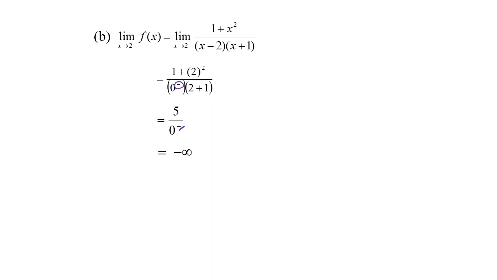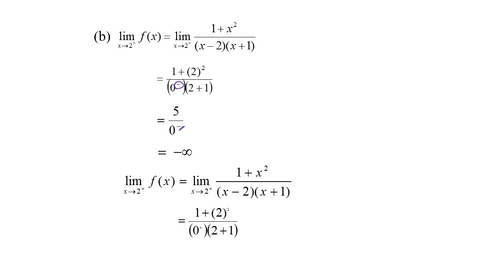And for the limit of f(x) as x approaches 2 from the right side, the same as above, just that we have 0 positive here. Okay, so it will be 5 over 0 positive. So the answer should be positive infinity.